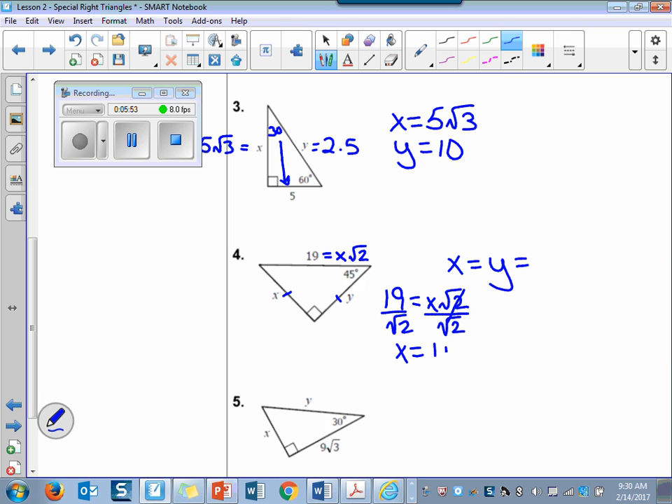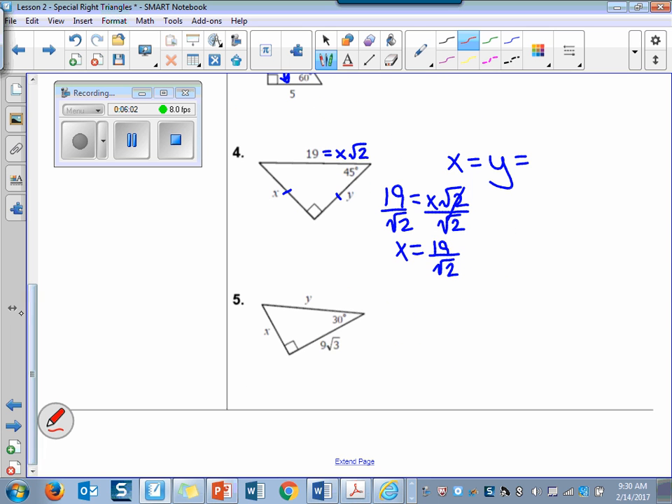And x equals 19 over the square root of 2. But I am violating the third radical rule. The third radical rule says no square roots in the denominator. So I have to rationalize the denominator, which means I multiply by the square root of 2 over the square root of 2. And that's 19 times the square root of 2 over the square root of 4, which is 19 times the square root of 2 over 2.